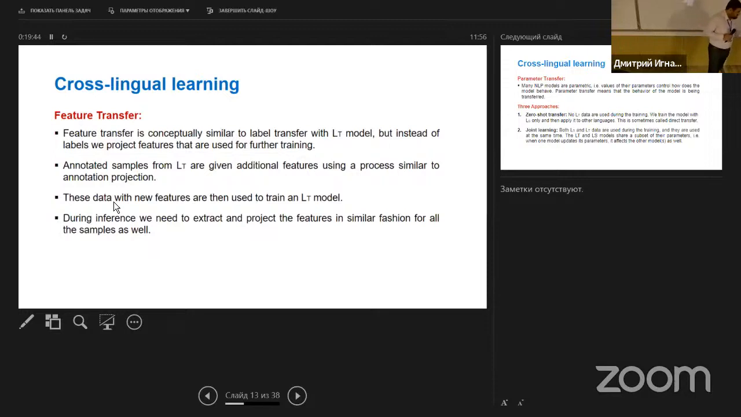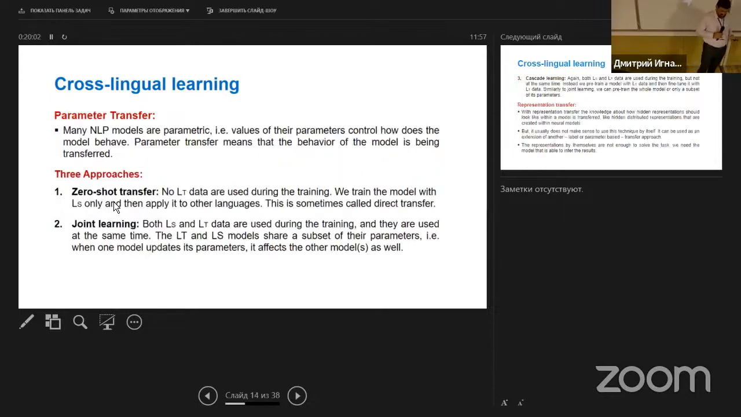These additional features are combined in the target language so that the model trained on the target language could be in a better way to predict for future instances. The same process is adopted in the inference stage. The next one is the parameter transfer methodology. Here we are interested to share the parameters of the model between the model that is trained on the source language and the one that is trained on the target language.